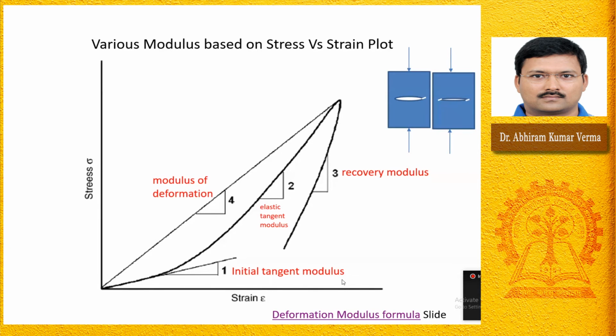So first is your initial tangent modulus. We'll put a tangent in this region and we'll find out the modulus. It is nothing but your stress versus strain value. So we'll get this value. Otherwise, if you are having the load versus deformation, we have the initial tangent deformation. Second, we can get the value of the elastic tangent modulus. And third, when we are unloading, we will get the recovery modulus. And fourth will be your deformation modulus, which is talking about the start point to the end point.